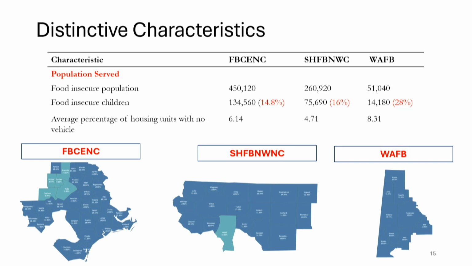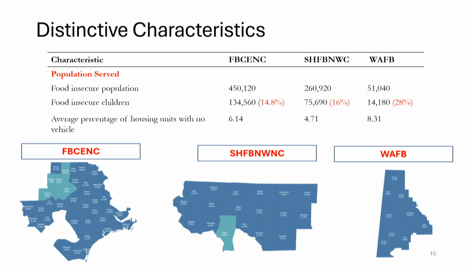Every single county that they serve has a food insecurity rate that's above the national average. Additionally, they have a higher percentage of food insecure children in comparison to the other food bank service areas. And they have a higher percentage of individuals who do not have access to a vehicle, which means their population is largely transportation insecure. They have a high number of people who are considered transportation insecure.